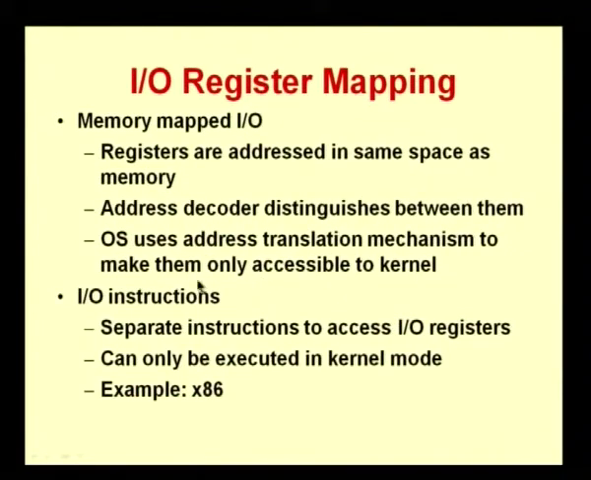And the OS will use an address translation mechanism to make them only accessible to the kernel. Remember, the IO devices, if they are part of the memory address space, should not be tampered with by any program. Because if some program writes into that memory address and it actually goes and writes into your IO device, that can cause havoc. So, that should not be allowed. Normally, the OS will use the address translation mechanism to make sure that these addresses are available only to the kernel mode of operation, accessible only in a supervisor mode of operation.